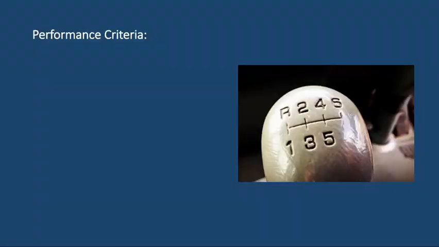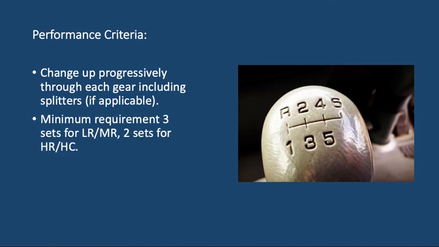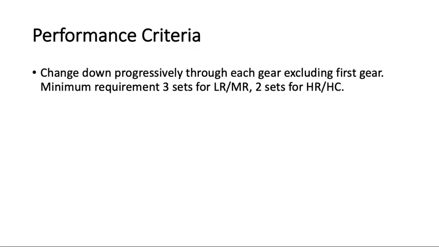Let's take a look at the performance criteria. Change up progressively through each gear, including splitters if applicable. Minimum requirement 3 sets for LR-MR, 2 sets for HR-HC. Change down progressively through each gear, excluding first gear. Minimum requirement 3 sets for LR-MR, 2 sets for HR-HC.